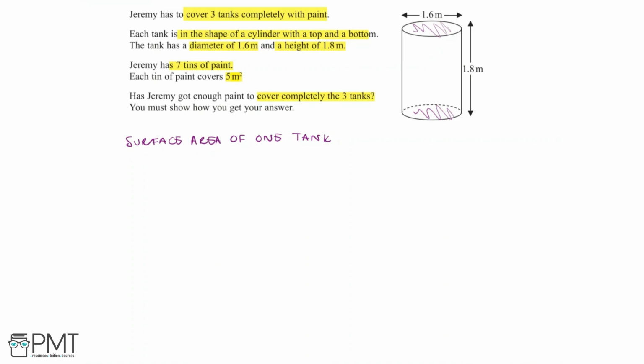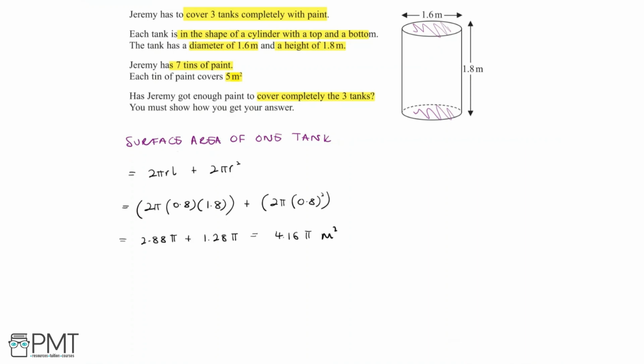We're told that the diameter is 1.6 meters, and so the radius of the cylinder is 1.6 divided by 2, which is equal to 0.8 meters. And so to find the surface area of one tank, 2 pi rl is equal to 2 multiplied by pi multiplied by 0.8 multiplied by the height of 1.8, and then 2 pi r squared is 2 multiplied by pi multiplied by 0.8 squared. Now let's simplify this, and we can leave our answers in terms of pi. The surface area of one tank is equal to 2.88 pi plus 1.28 pi, which is equal to 4.16 pi meters squared.